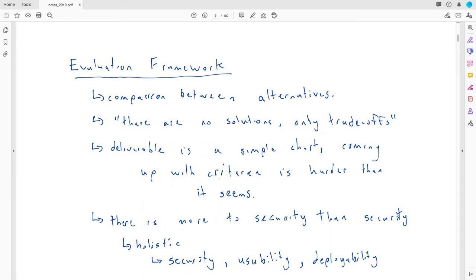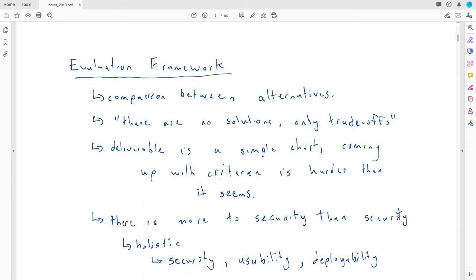Okay, so the next thing is called an evaluation framework. This is something that's useful for comparing different alternatives. If you have different things that do the same thing, or they promise to do the same thing, and you want to compare them, and generally, because it's a security course, you're thinking about which is most secure. So you can have that question in the back of your mind. So you're looking at five different, I don't know, intrusion detection systems, and you're trying to figure out which one is the most secure, okay?